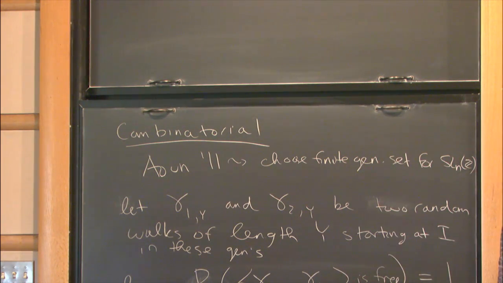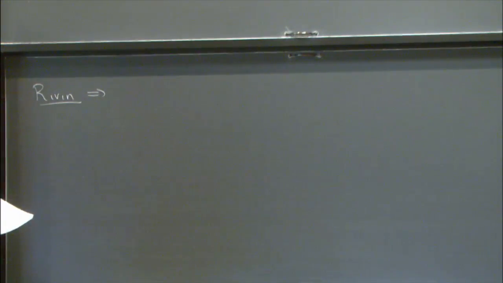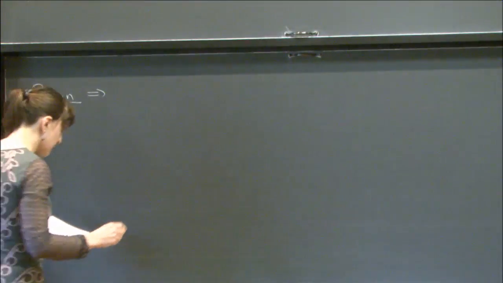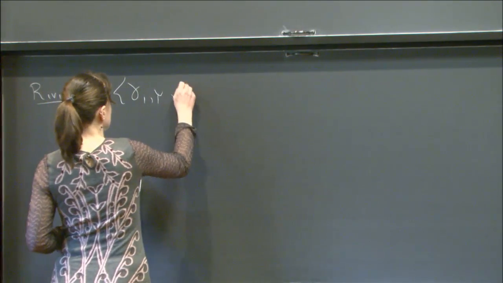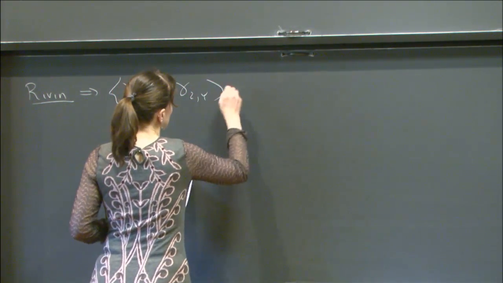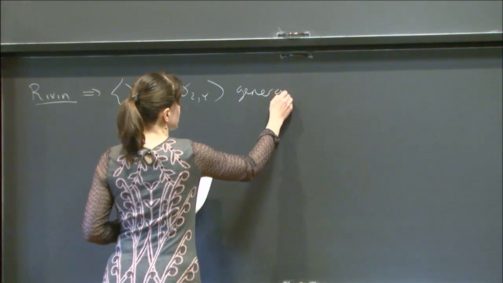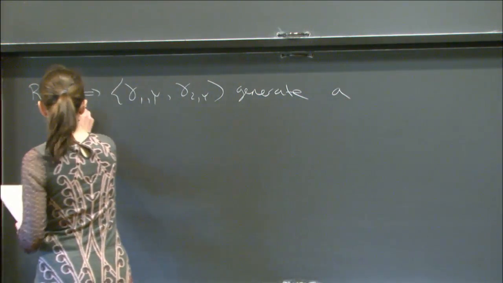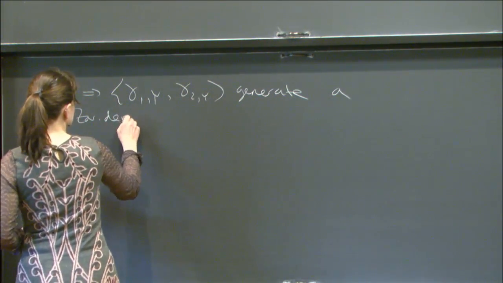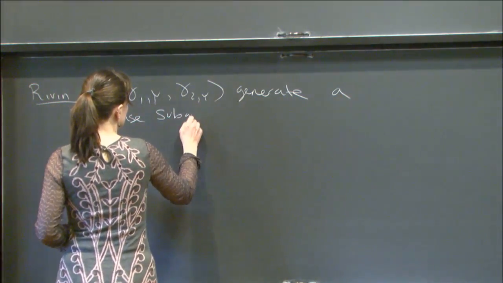But we also know, and you can find a result like this in the literature by various people, in particular by Rivin, and also Cantor and Lubotzky, that gamma 1 and gamma 2 generate a Zariski dense subgroup of SL_n with probability tending to 1.